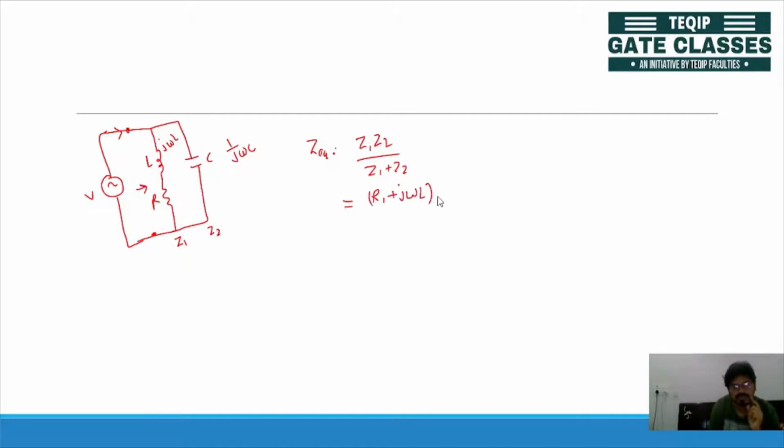And what is the value of Z2? Z2 means this impedance, that is 1 upon j omega C. Now Z1 plus Z2 is R plus j omega L plus 1 upon j omega C. So this is your Z equivalent. Now you have to simplify this expression, and you have to separate your real part and imaginary part.